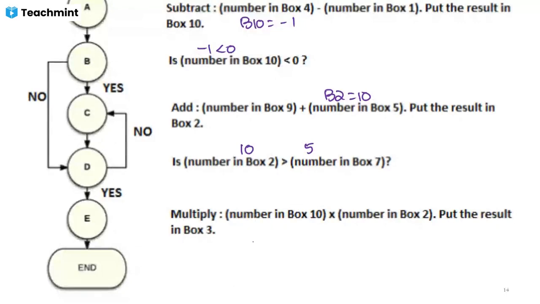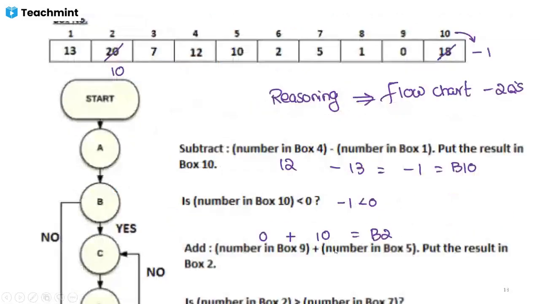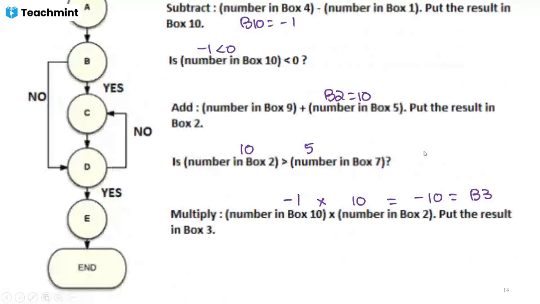Yes means you come to the last step. Number in box 10 is -1. Number in box 2 is 10. We got the product as -10. So we have to update box 3 as -10. Box 3 should be updated as -10. Box 10 value is -1, right? And you have to multiply with box 2. That result should be saved in box 3.